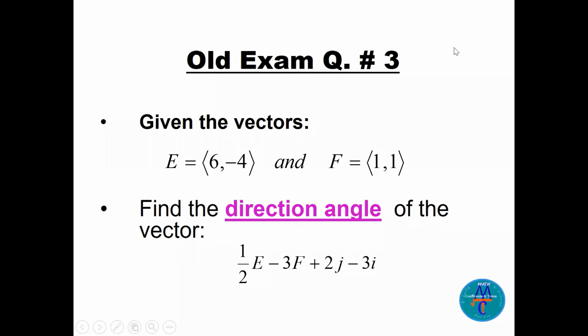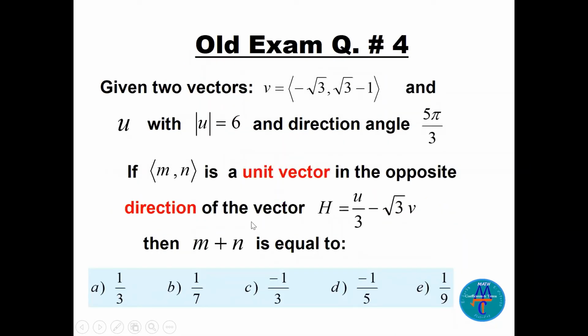Now, question number 3: given the vectors e = (6, minus 4) and vector f = (1, 1), find the direction angle of the vector half e minus 3f plus 2j minus 3i. First, you have to find all this vector here, the big vector, and then you find its direction angle.